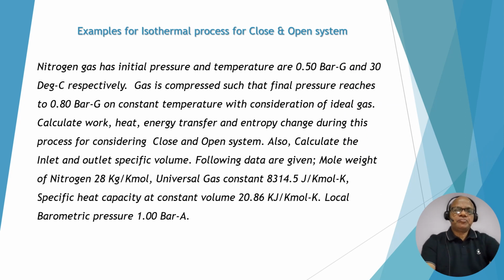Now let us understand with an example. Nitrogen gas has initial pressure and temperature of 0.5 bar gauge and 30 degrees Celsius respectively. The gas is compressed such that the final pressure reaches 0.8 bar gauge at constant temperature, considering ideal gas. Calculate work, heat, energy transfer and entropy change during this process, considering closed system and open system. Also calculate inlet and outlet specific volume. The following data are given: molecular weight of nitrogen 28 kg per kilomole, universal gas constant 8314.5 joule per kilomole per Kelvin, specific heat capacity at constant volume 20.86 kilojoule per kilomole per Kelvin, local barometric pressure 1 bar absolute.